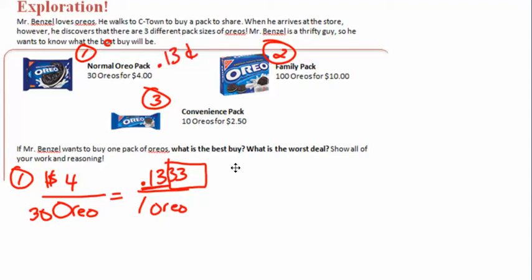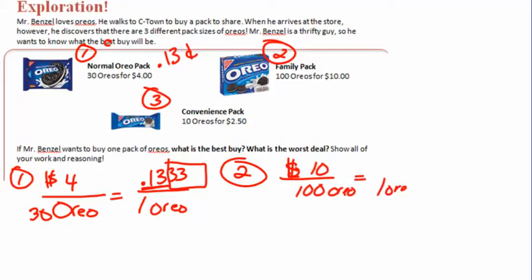Okay? All right, number 2. We're going to do the same setup, money over Oreos. So for $10, I can get 100 Oreos. But I want to know how much 1 Oreo is. So you simply, again, if need be, put it in your calculator. So 10 divided by 100, and that means that this one is 0.1, which for our money system, again, we go 2 numbers after the decimal. What does that next number have to be? That's a 0. So this one is 10 cents.